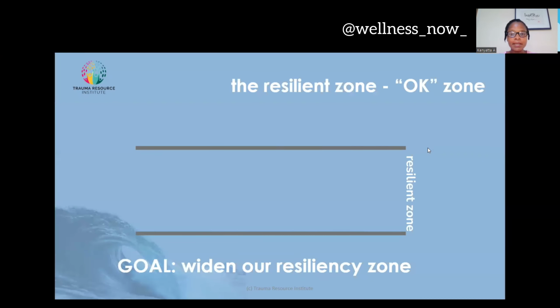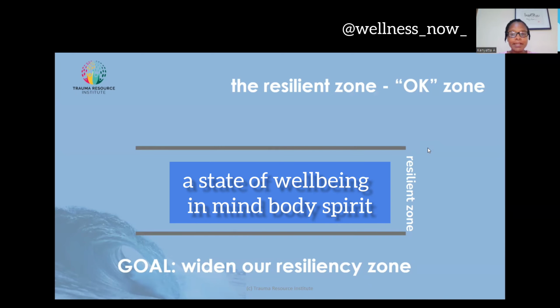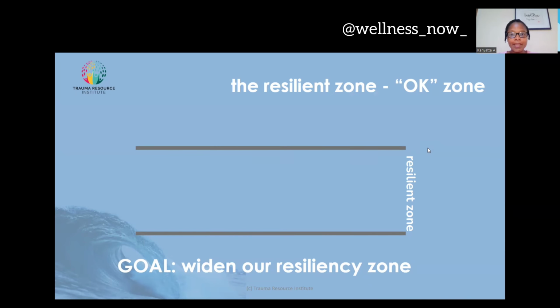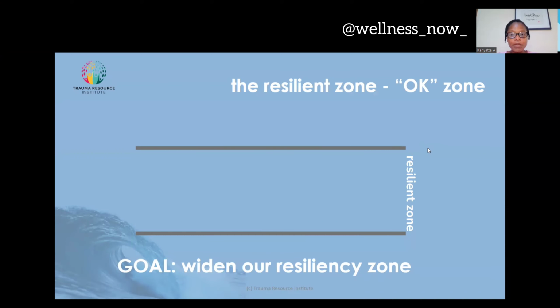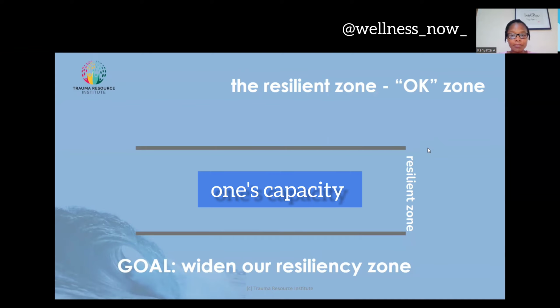So let's begin. What is the resilient zone? The resilient zone is the okay zone. It's a state of well-being in mind, body, and spirit. It is our window of tolerance. In this slide, you see the gray line shows the boundary of the resilient zone. It is the optimal window of tolerance. It shows how much movement can be made in one's nervous system and still feeling okay. It represents the capacity of the nervous system.